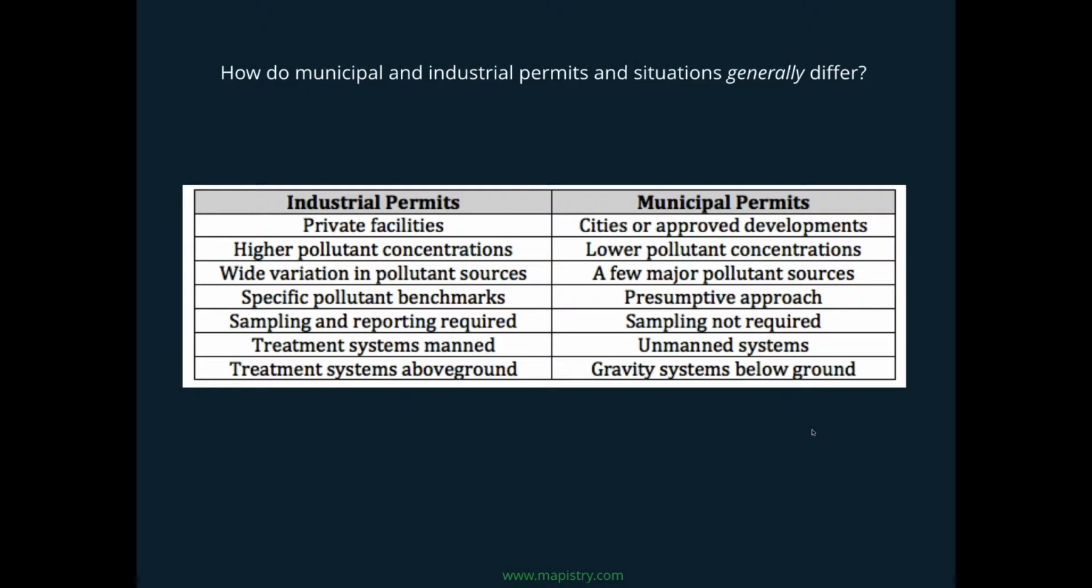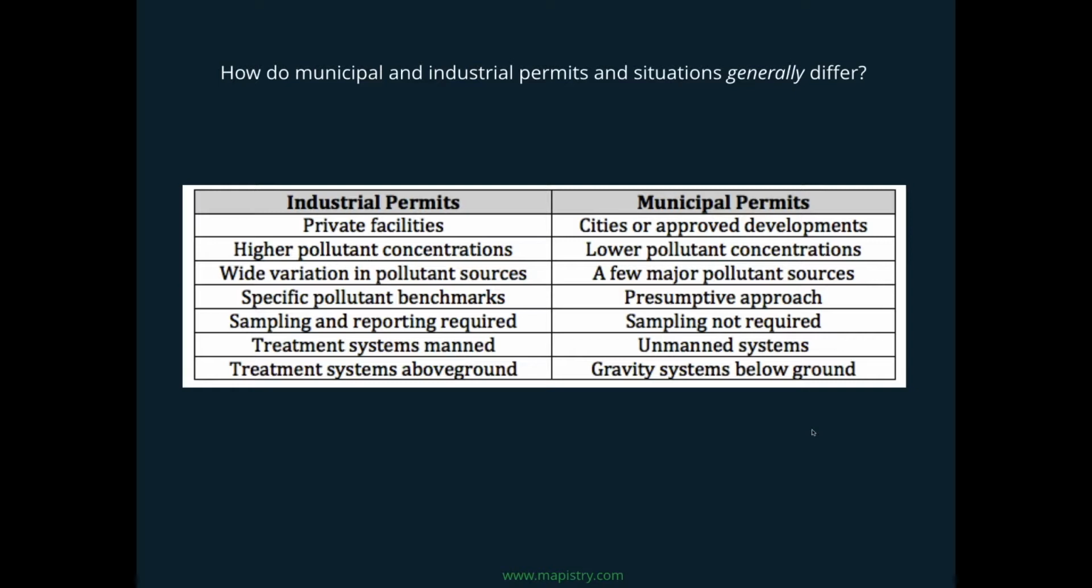Industrial permits also have a lot higher pollutant concentrations and a wide variety of pollutant sources, whereas municipal permits are pretty common, whether it's a high density residential or commercial site. Also, the big thing with municipal permits, when you do have treatment, there's no sampling required. It's a presumptive approach. We put the unit in the ground, we design it, size it properly, with the assumption that it's maintained. Here's maintenance cropping up again. We assume that if you install it, size it, and maintain it, that it's going to remove a certain level, say 80% of the TSS going through it.